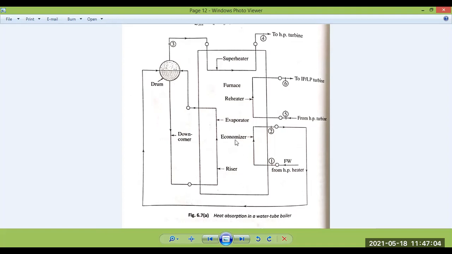All this riser, economizer, evaporator, and reheater are attached in the furnace itself. With the furnace, heat is transferred here, and it goes back to the drum where it is vaporized. The vapor comes out from the top, goes to the superheater, which is heated by the furnace itself, then is heated to the required temperature and goes out to the high-pressure turbine. So the high-pressure turbine gets power from the superheater, and the low-pressure turbine gets power from the output of the high-pressure turbine itself.